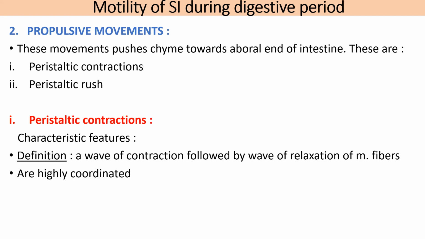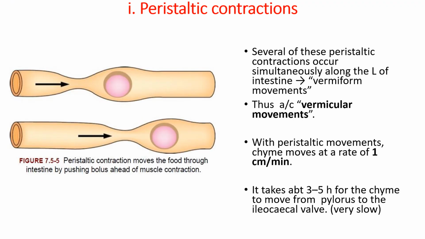The peristaltic contractions, or peristalsis, can be defined as a wave of contraction that is followed by a wave of relaxation of smooth muscle fibers of the intestine. Here, by this diagram, you will understand better how peristalsis occurs. Whenever the bolus of food or chyme is present in the gut, a wave of contraction will occur just behind the bolus, and a simultaneous wave of relaxation will occur just in front of the bolus. That will lead to forward propulsion of the chyme.